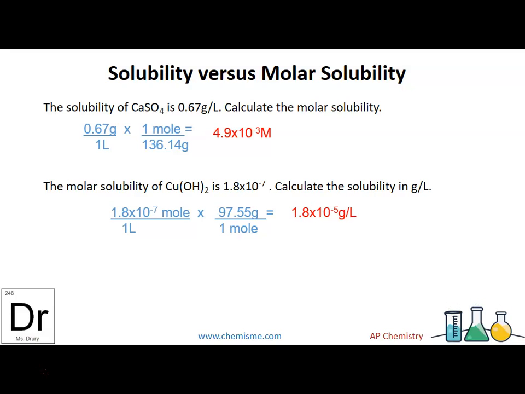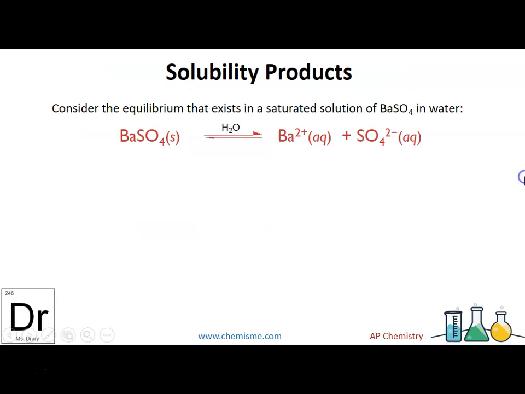If you're going to compare your solubility of two substances, make sure you're comparing the same units. So either compare their molarities, which in this case it's 4.9 times 10 to the minus 3 versus 1.8 times 10 to the minus 7. In that case, copper hydroxide is less soluble. Or check their solubilities, grams. So you can again see 0.67 versus 1.8 times 10 to the minus 5. Still, copper hydroxide is less soluble. But you don't want to compare molarities to grams because they're not the same unit.